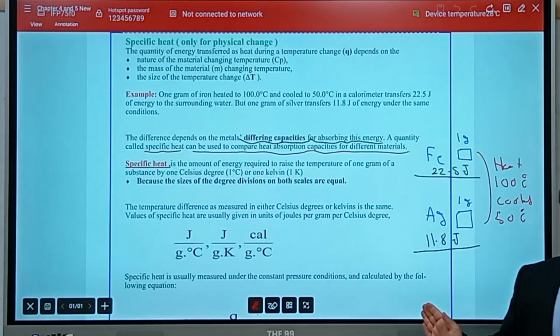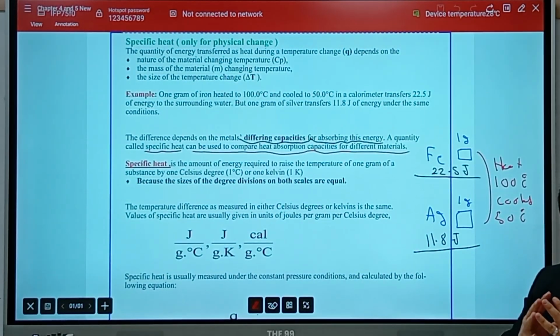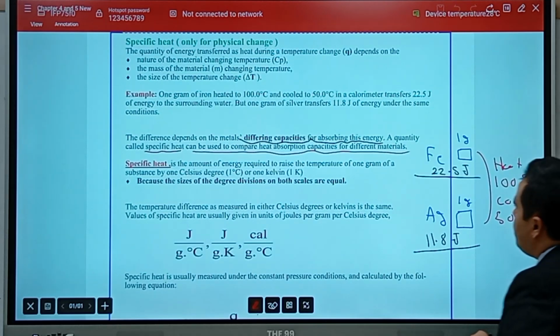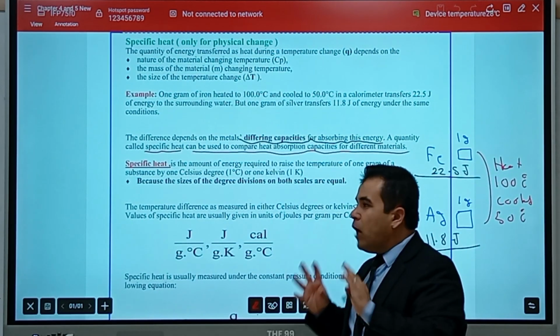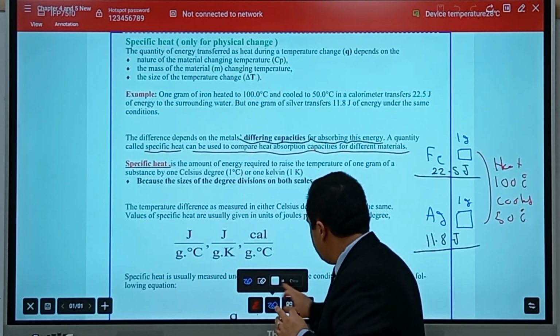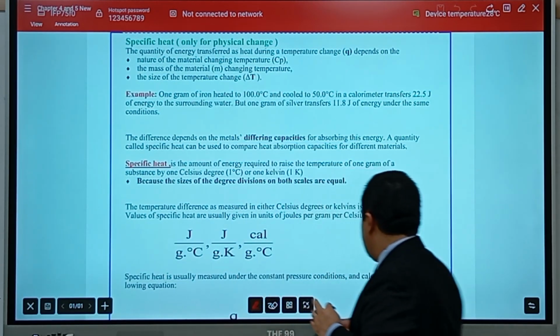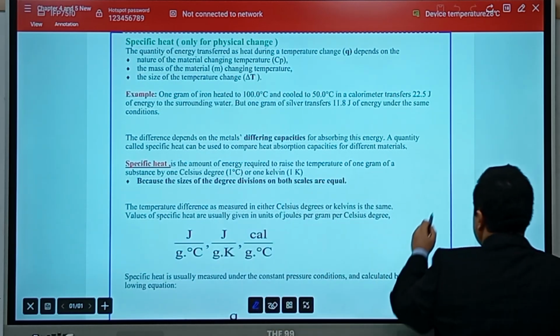We will be talking in detail about the specific heat, but the specific heat is a quantity which we use to represent the absorption capacity of the substances. I will be explaining specific heat in a model, guys, so you will not forget the definition.